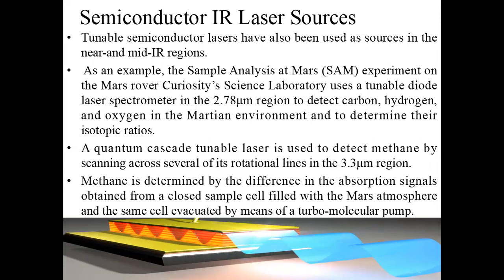A quantum cascade tunable laser is used to detect methane by scanning across several of its rotational lines in the 3.3 micrometer region. Methane is determined by the difference in the absorption signals obtained from a closed sample cell filled with the Mars atmosphere and the same cell evacuated by means of a turbomolecular pump.